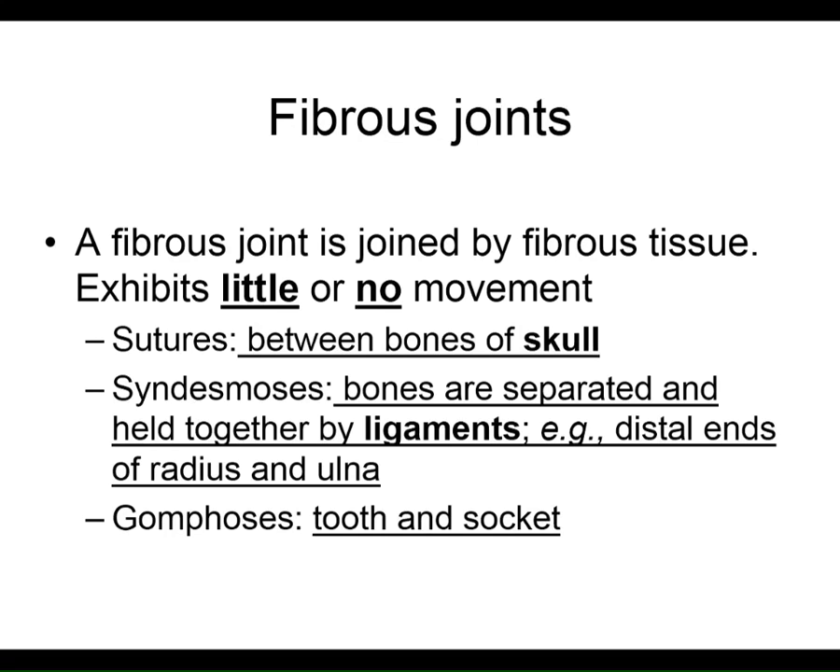And then there's a special type called gomphosis. I always think of gum-phosis. This is the interaction between your tooth and your maxilla or your mandible. So as the tooth fits into the socket, it's held in place. Your teeth shouldn't be wiggling, right? So normal dentition, healthy dentition, your teeth should not be wiggling. That's also a fibrous joint.